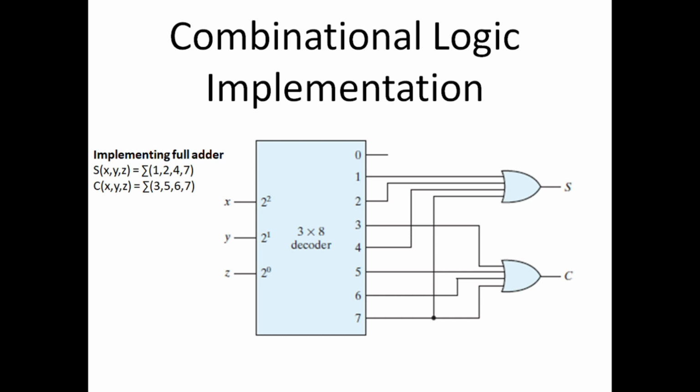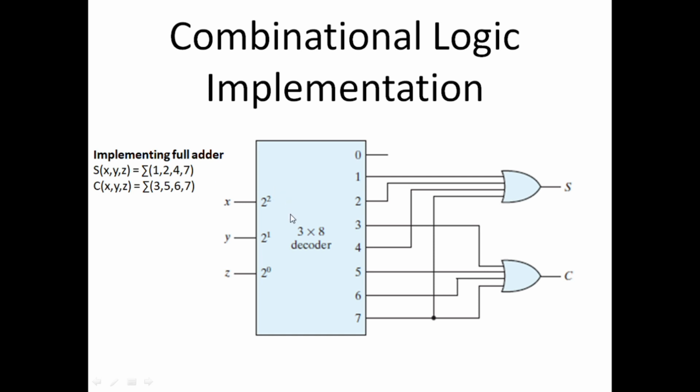We have a 3 to 8 line decoder, and we want to implement a full adder. So a full adder has two outputs. One output is called sum, and the other is carry. When they are represented in the sum of minterms, we see that the sum Boolean function is the sum of minterm 1, 2, 4, and 7, and similarly the carry function is equal to the sum of minterm 3, 5, 6, and 7.